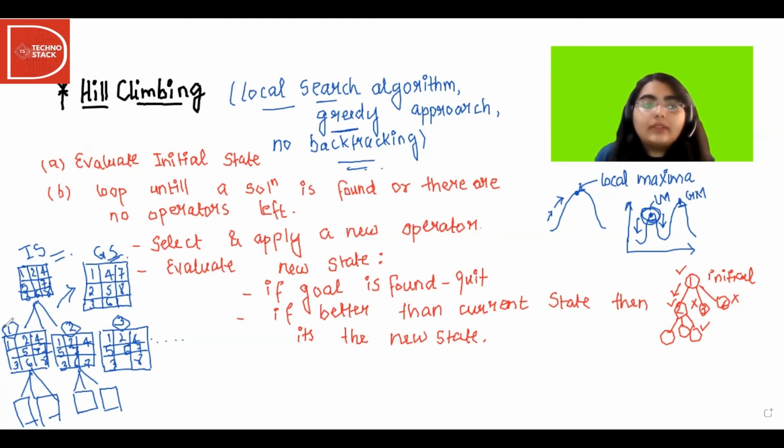See, if I see that okay, the first state is better than the initial state to reach the goal state, then I'll opt for the first state over here, and then again move to its branches, and then again check one by one which one is better. So this is actually somewhat the main focus of hill climbing. Okay, I'll just erase it from here.